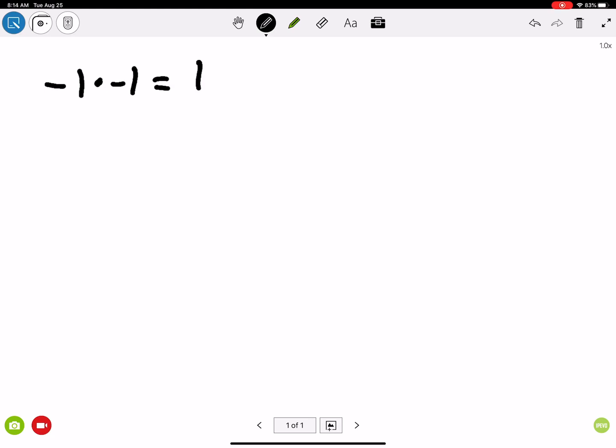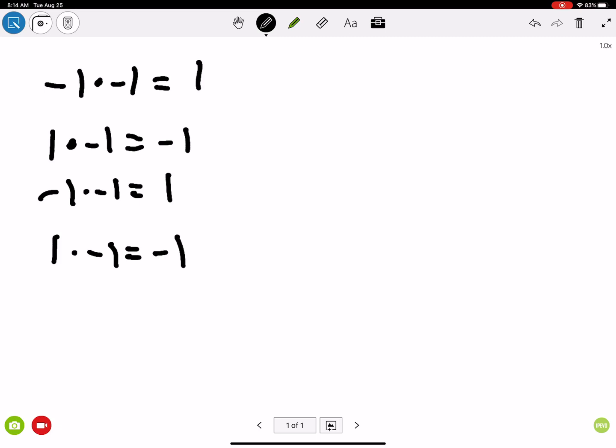Well, now let's say I take that +1 and I multiply it by a -1. What is that going to give me? A positive times a negative is a negative. And if I take that -1 again and multiply it by -1, I'm just going to get +1. And if I keep multiplying each answer by -1, it's just going to keep changing, right? I'm going to get 1 times -1, and I'm going to get -1. So notice it goes positive, negative, positive, negative.